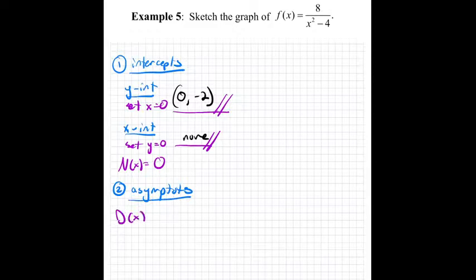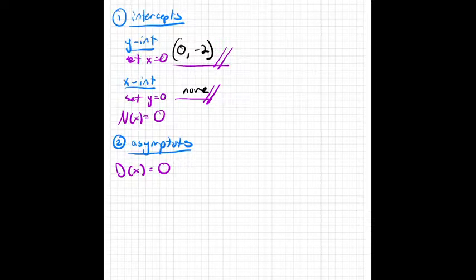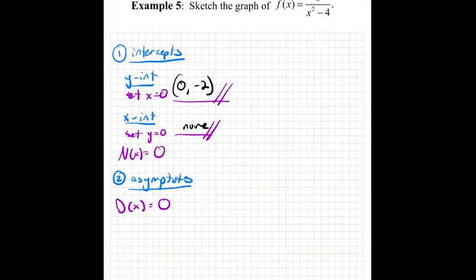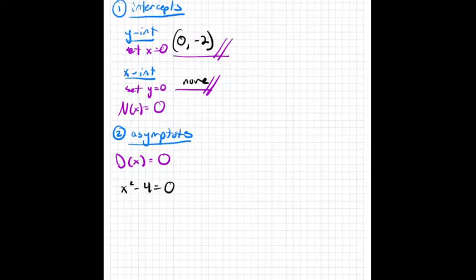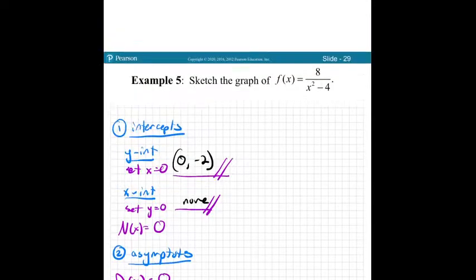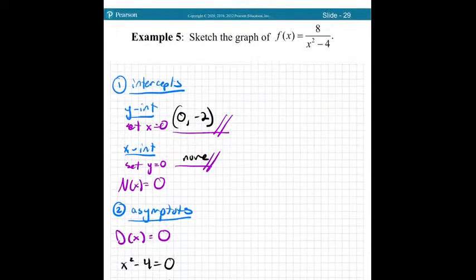Okay. So if we set the denominator to 0 and solve, we get x squared minus 4. We set it equal to 0. You can add the 4 and take the square root. x equals plus or minus 2, right? So notice we don't get 0 over 0. So these are candidates for asymptotes. These are going to be our asymptotes, right?